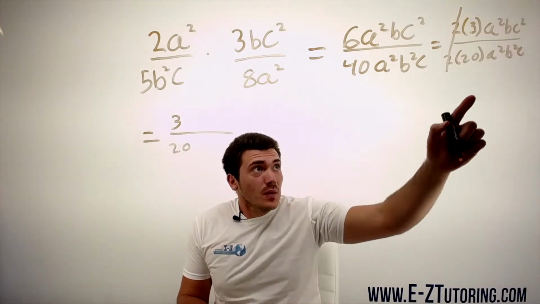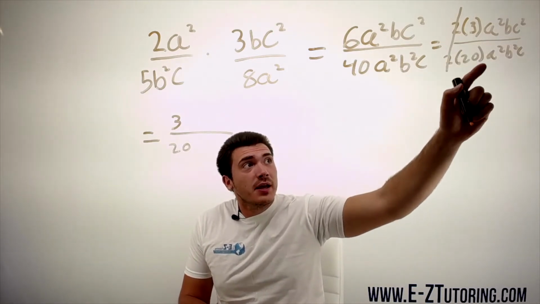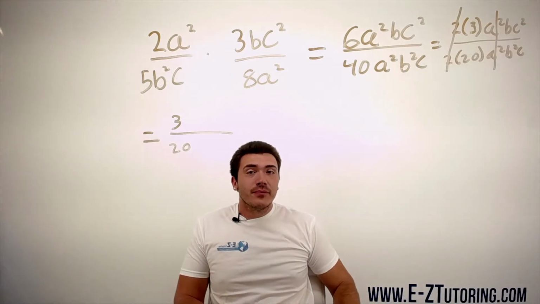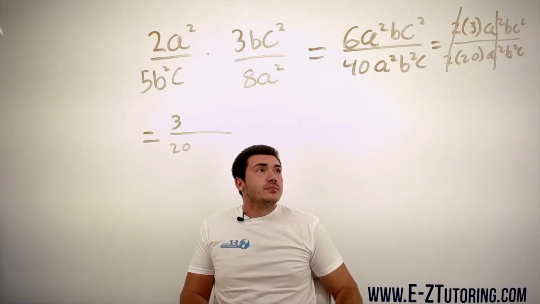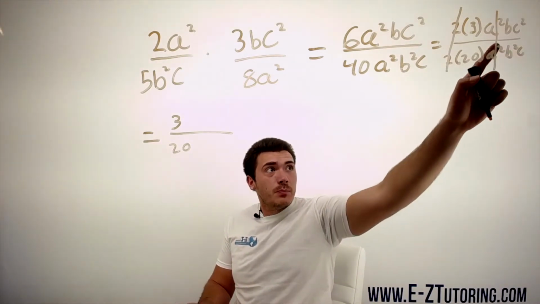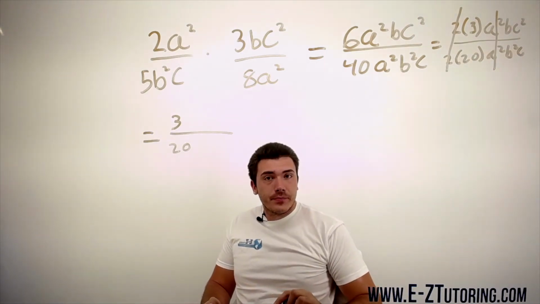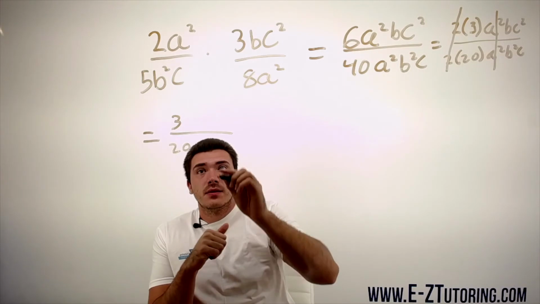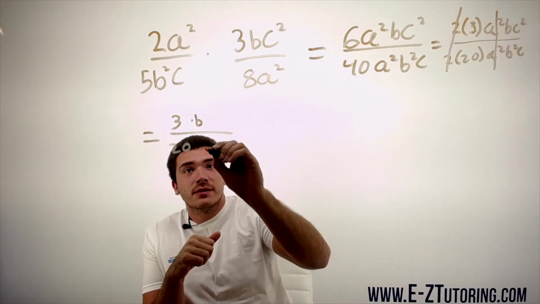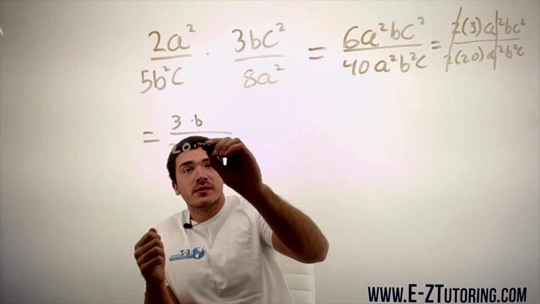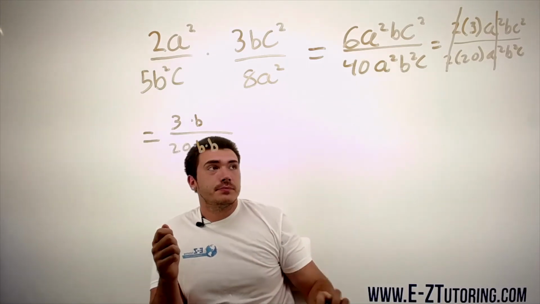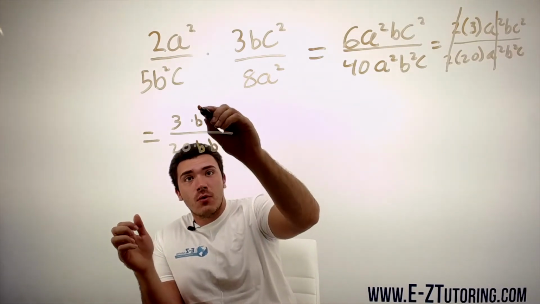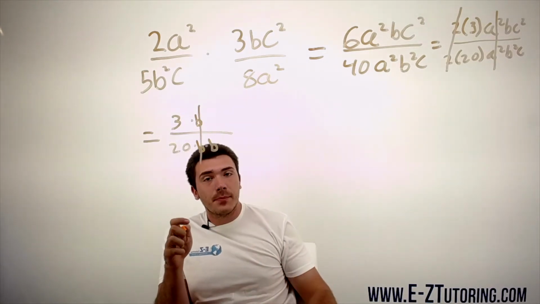Now, looking over here, we have an a squared on the top and an a squared on the bottom, which means we can cross these out. No more a's. Now we have a b and a b squared. The best way to imagine this, there's one b on the top, and b squared means there's two b's on the bottom. So you can cross out one of them and be left with 1 on the bottom.